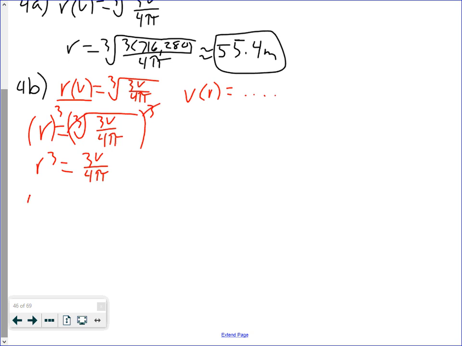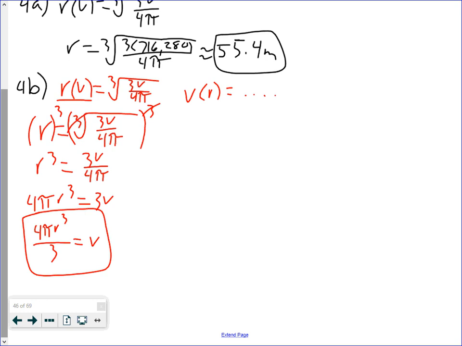Multiply by 4 pi on both sides. So 4 pi r cubed equals 3V. Then we divide by 3 to get 4 pi r cubed all over 3 equals V. And that's going to be our inverse function. All right? So that's our inverse function.